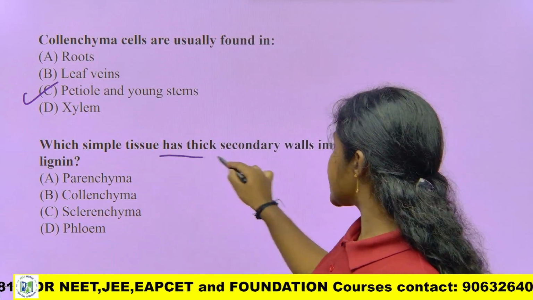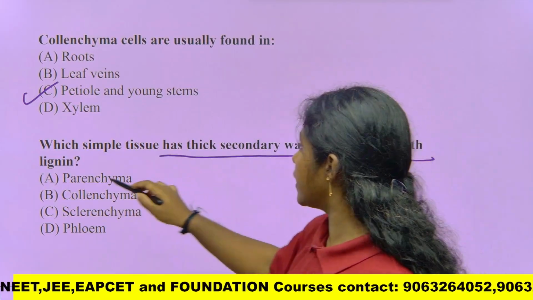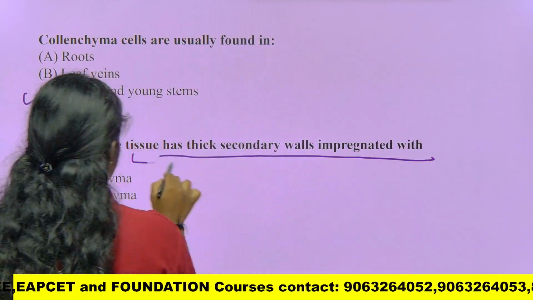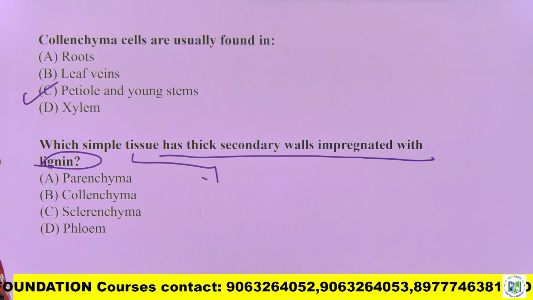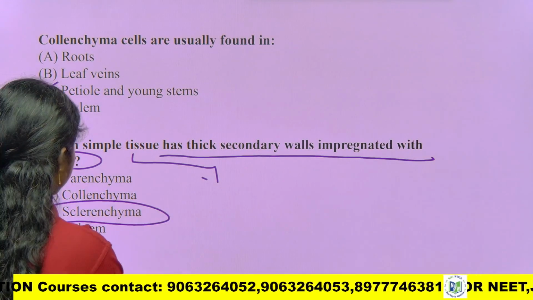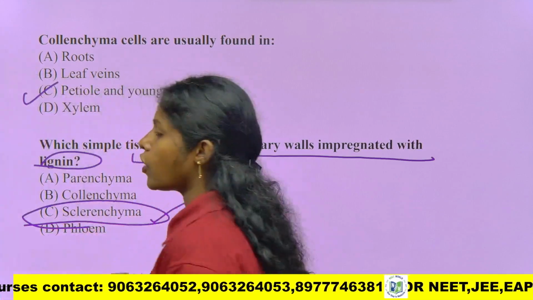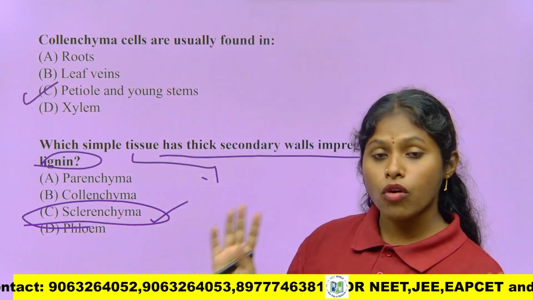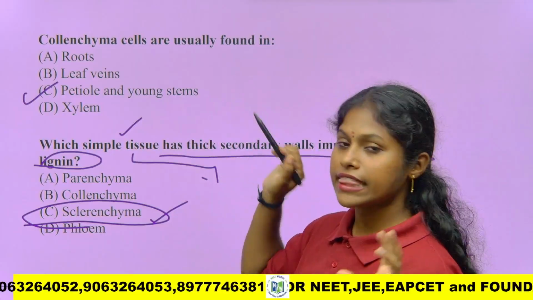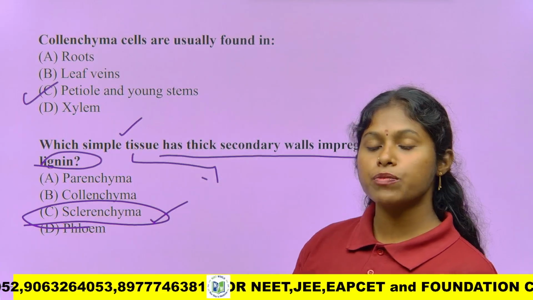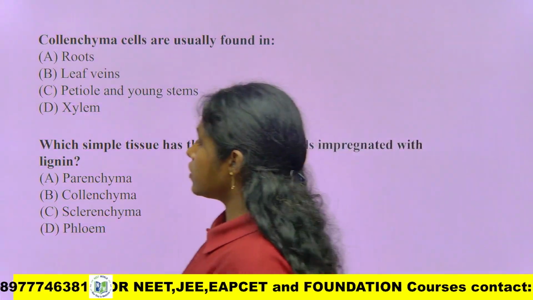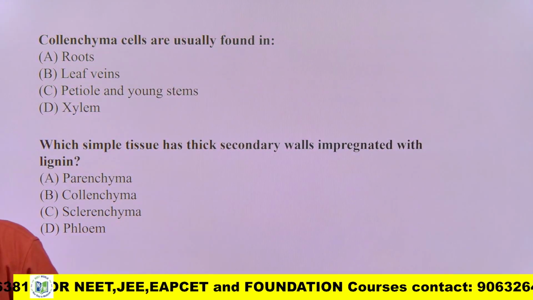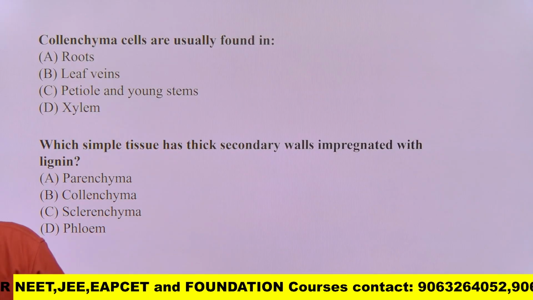Which simple tissue has thick secondary walls impregnated with lignin? They are asking about the simple tissues having thick secondary walls impregnated with lignin. So here the answer is Sclerenchyma. We all know that the thick lignified walls in a simple tissue are nothing but Sclerenchyma. Sclerenchyma provides more mechanical strength to the plant. Right? Coming to the next question. Okay. Let's see.